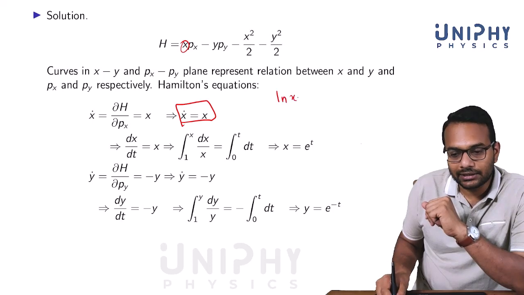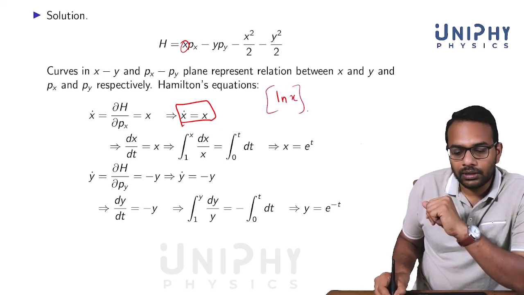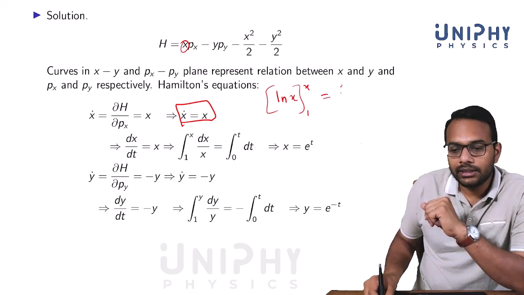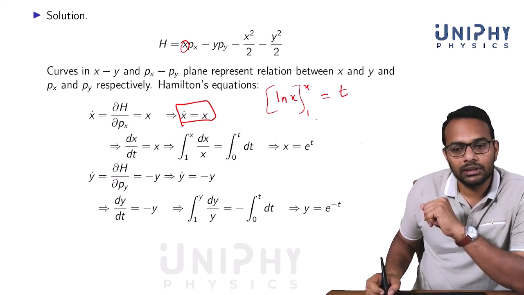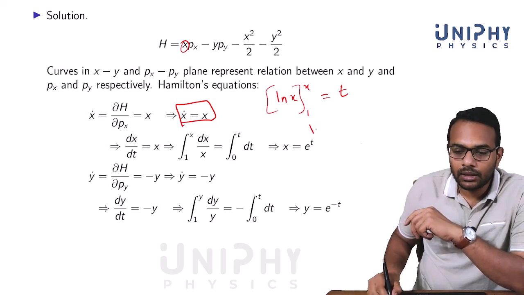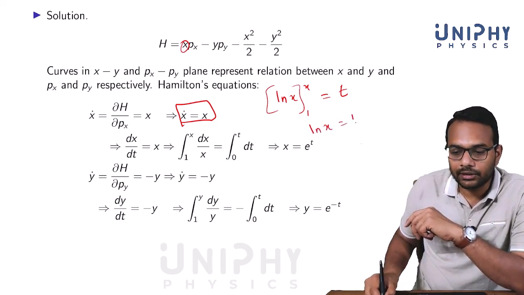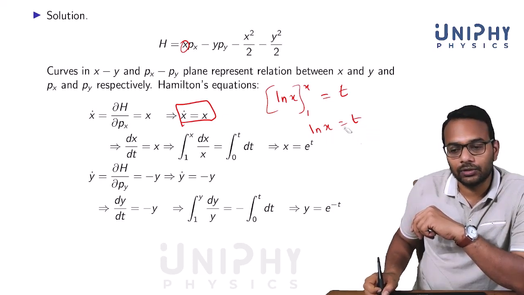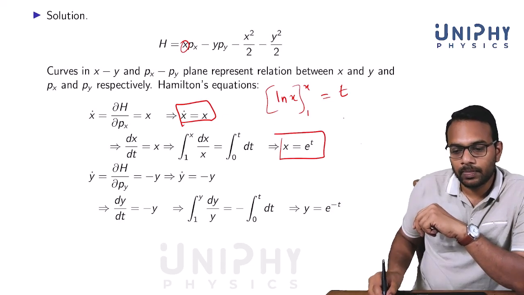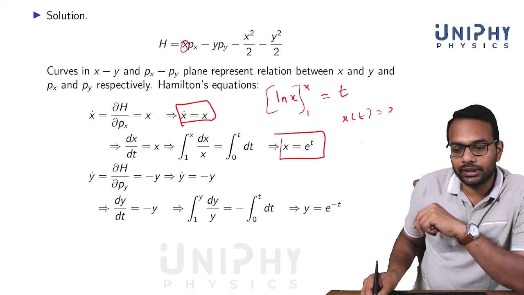Obviously, it's log x from 1 to x, is equal to t. Log x is equal to t. Log 1 is 0, so that gives you log x is equal to t, or x is equal to e raised to t. That's our solution. We have found x of t.